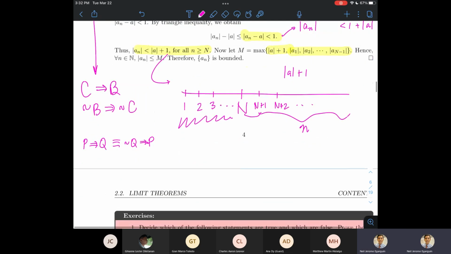Yung converse naman, pag meron kang P implying Q, ang converse niya ay Q implying P. Pinagpalit mo lang yung role ng antecedent at saka consequent. Well, that's not always true. And usually that's what some people mistakenly apply to some logical ideas. Ito yung tinatawag na fallacy of the converse. Hindi laging totoo yung Q implying P. So parang sinisi mo yung result mula dun sa cause. So binabaligtad mo yung cause and effect relationship.